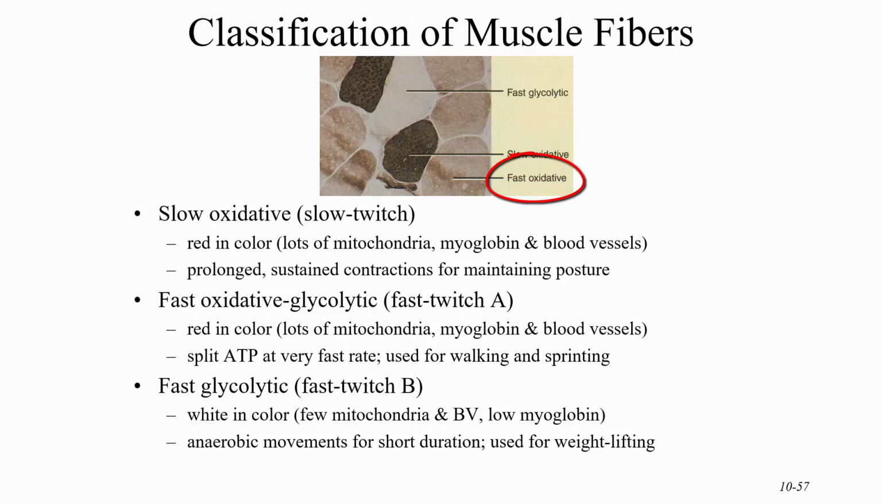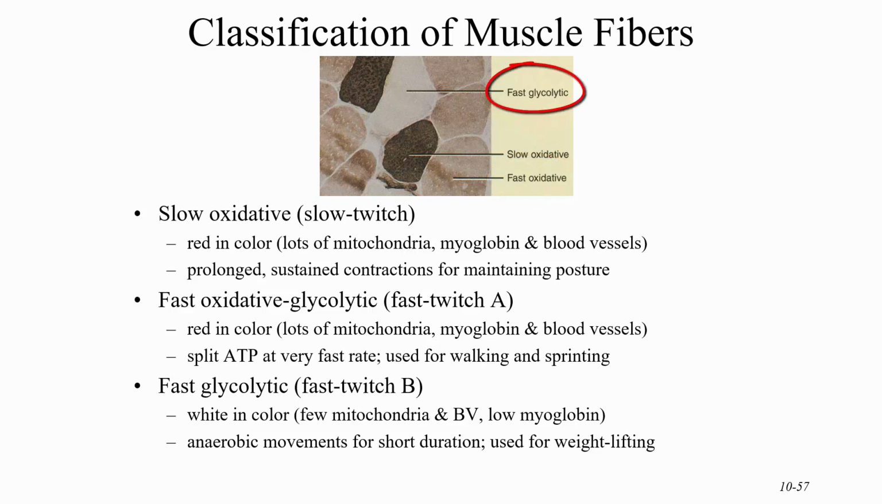There's going to be fast oxidative glycolytic fibers. These are going to be the fast twitch fibers as opposed to the slow oxidative, which are slow twitch fibers. So again, the fast oxidative glycolytic are fast twitch A fibers. It's going to be red in color. There's going to be lots of mitochondria, myoglobin, and blood vessels. And it's going to split ATP at a very fast rate. And it's going to be used for things such as walking and sprinting.